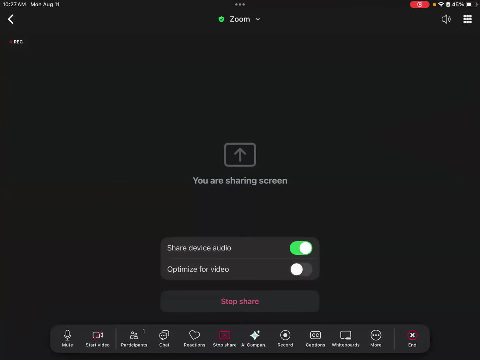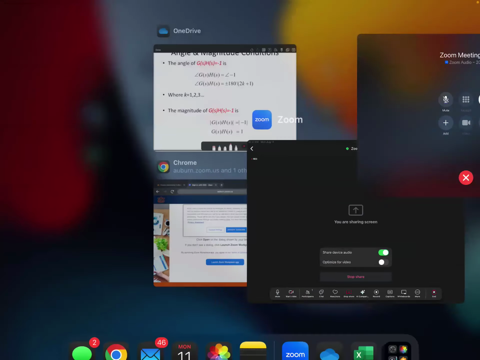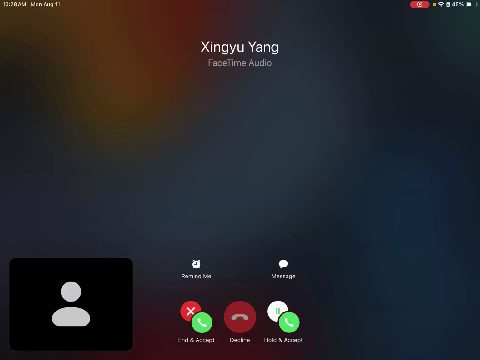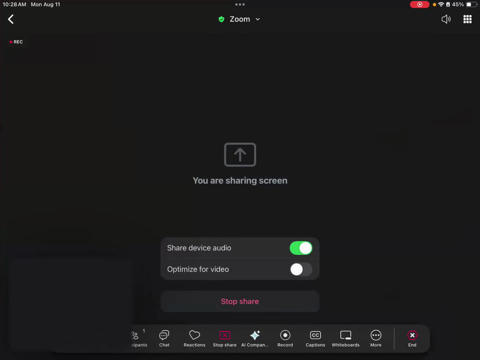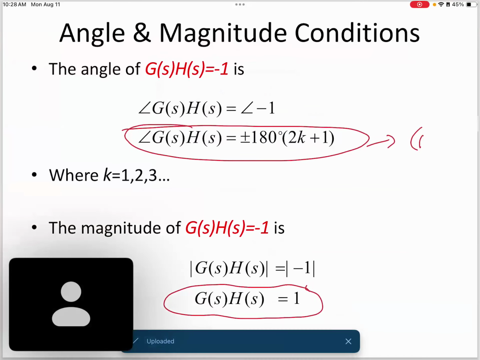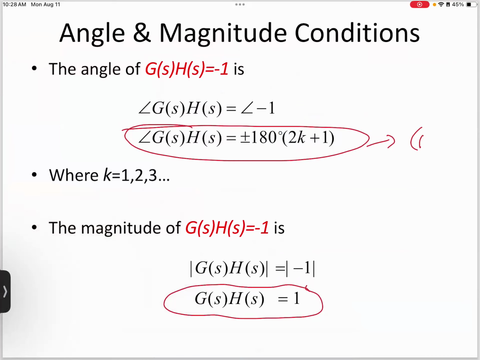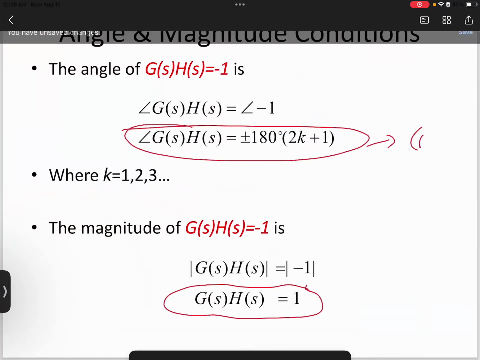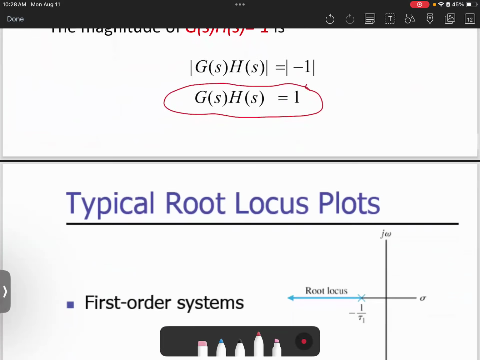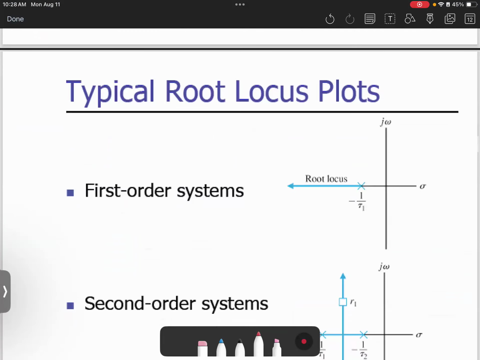Let me fix the point here. This is the first condition, and we have the second condition here. Those are the magnitude and the angle conditions. Let's look at typical root locus plots.